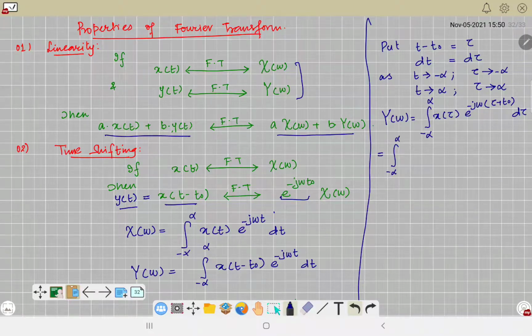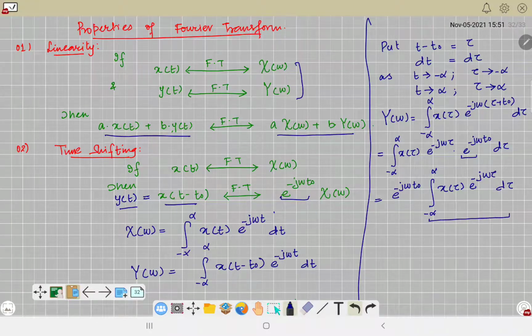Then you can just expand the exponential, so it will be x of tau e raised to the power minus j omega tau into e raised to the power minus j omega t naught d tau. We'll take this outside, so it will be e raised to the power minus j omega t naught times the integral from minus infinity to plus infinity of x of tau e raised to the power minus j omega tau d tau, and this thing is equivalent to X of omega. So this is equal to e raised to the power minus j omega t naught into X of omega. We had the same thing in the Fourier series.